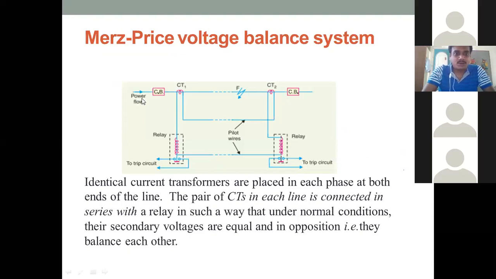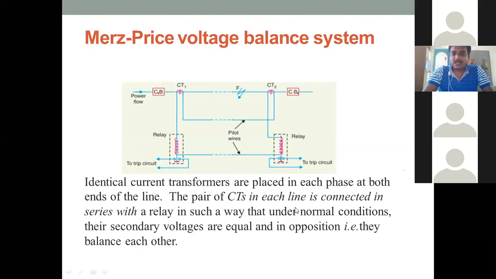Here you have circuit breaker and CT1. Between them, take this as one transmission line, where a fault occurs. This is the sending end circuit breaker, and this is the circuit breaker at the other end. CTs are connected as usual, primary with primary and secondary with secondary. You can see the relay is separately connected to CT1 and another relay is separately connected to CT2.